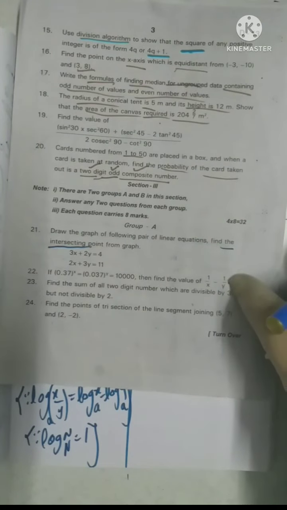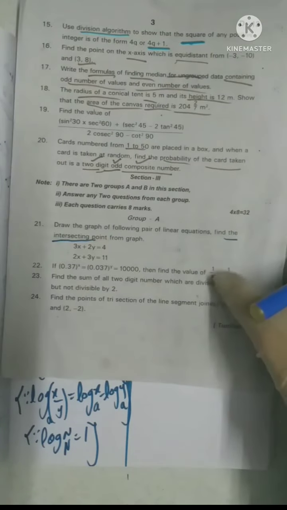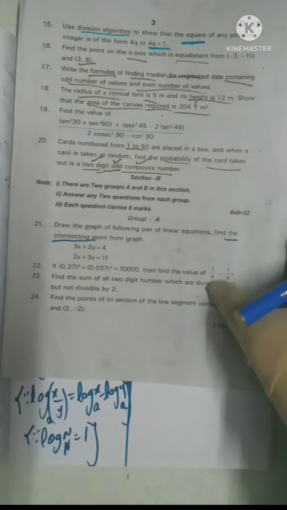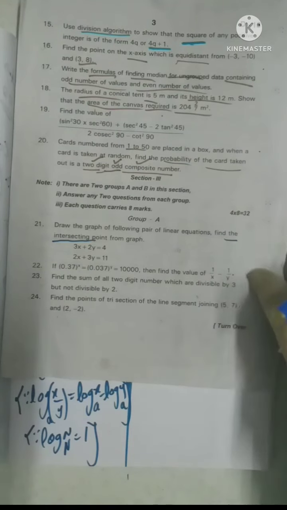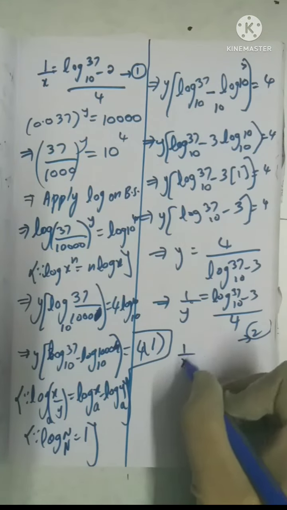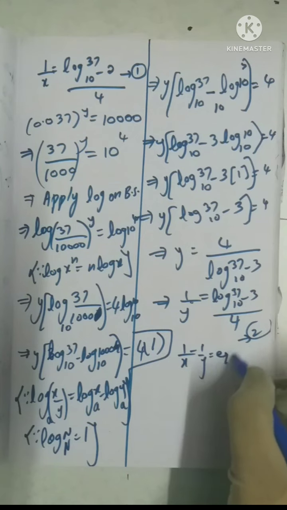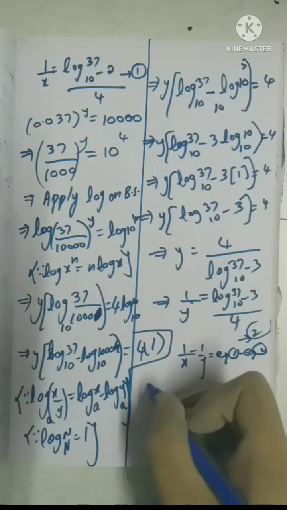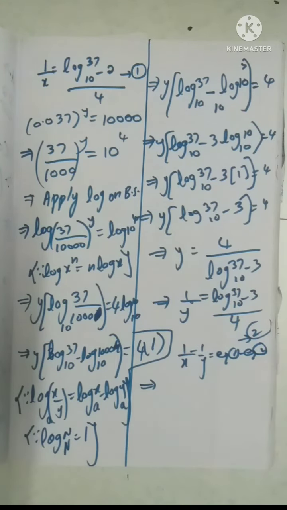Now in the question, what did it ask? The value of 1 by x minus 1 by y. So whatever value we got for 1 by x, equation 1 minus equation 2 we should do. 1 by x minus 1 by y is nothing but equation 1 minus equation 2. So what is the equation 1 we got?